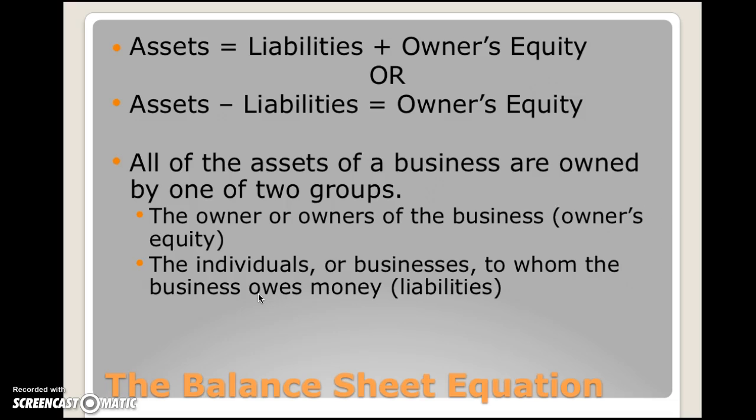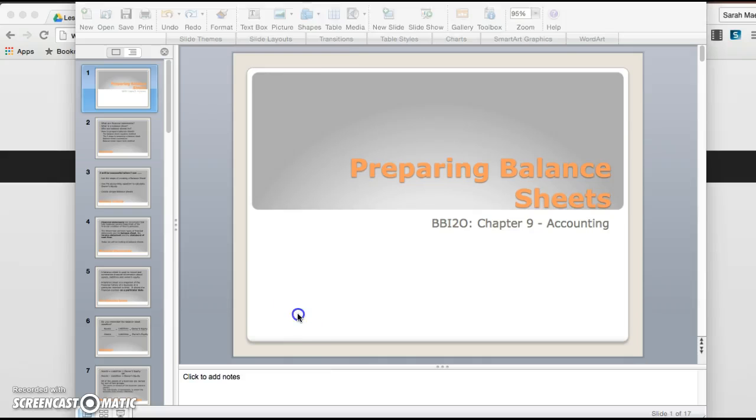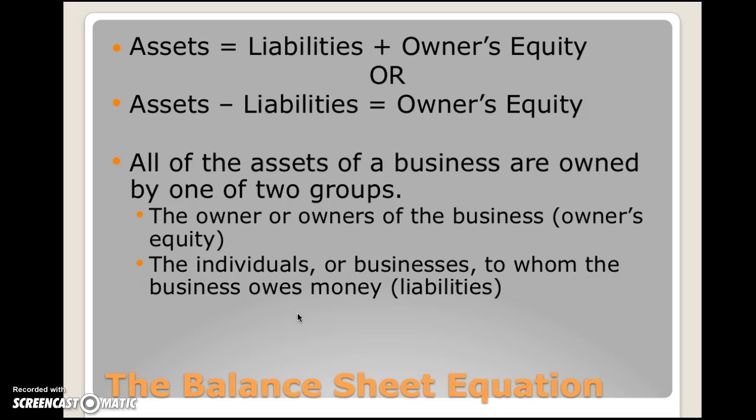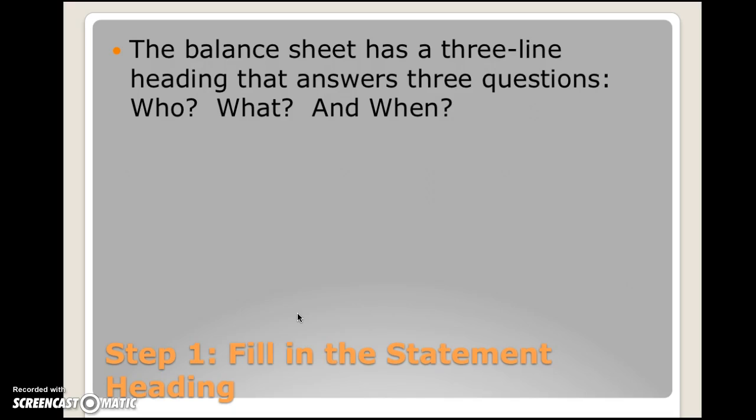All assets that the business owns are recorded under the asset section of the balance sheet. We also have things called liabilities, so that is what we owe other people. So step 1 in creating our balance sheet, we need to fill in the heading, the 3-line heading at the top of our document. It has to answer who, what, and when.